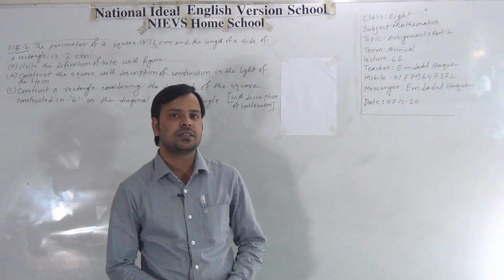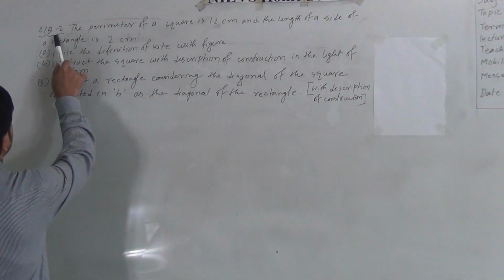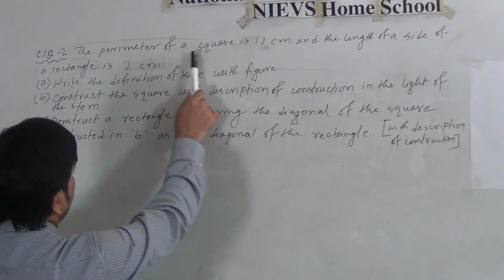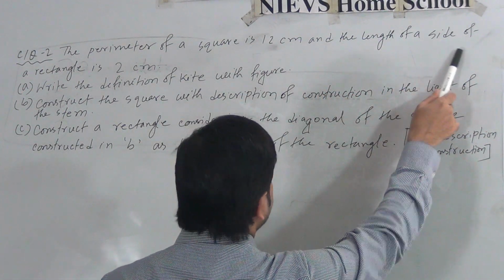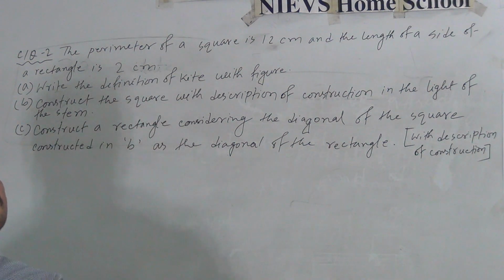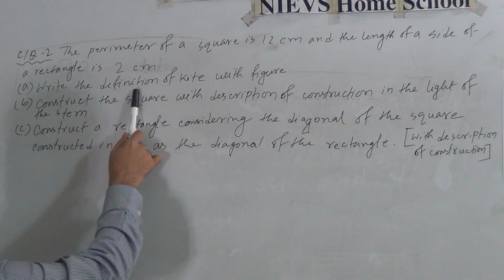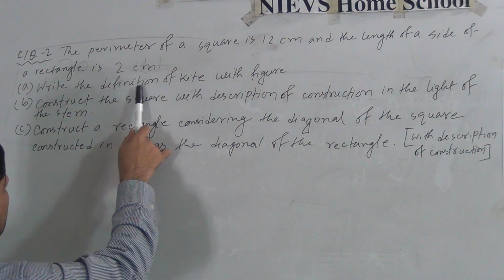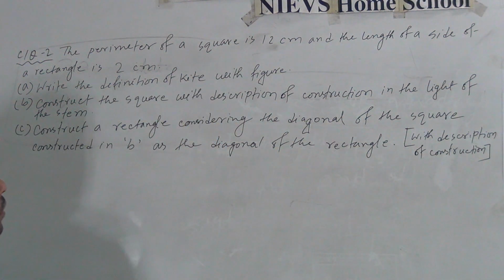Okay dear students, now see the question at first. Creative question 2. The perimeter of a square is 12 centimeter and the length of a side of a rectangle is 2 centimeter. These are our given information. Now question first one, A. Write the definition of kite with figure.